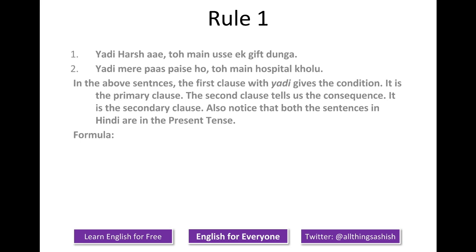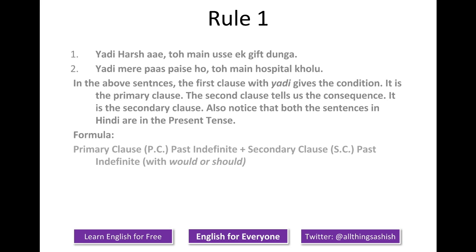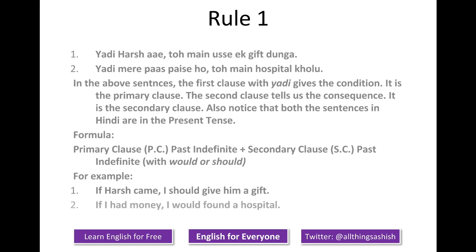Formula for translating such sentences: primary clause will be kept in the past indefinite form, plus secondary clause, it would also be kept in the past indefinite form with would or should. For example, if Harsh came, I should give him a gift. If I had money, I would found a hospital.